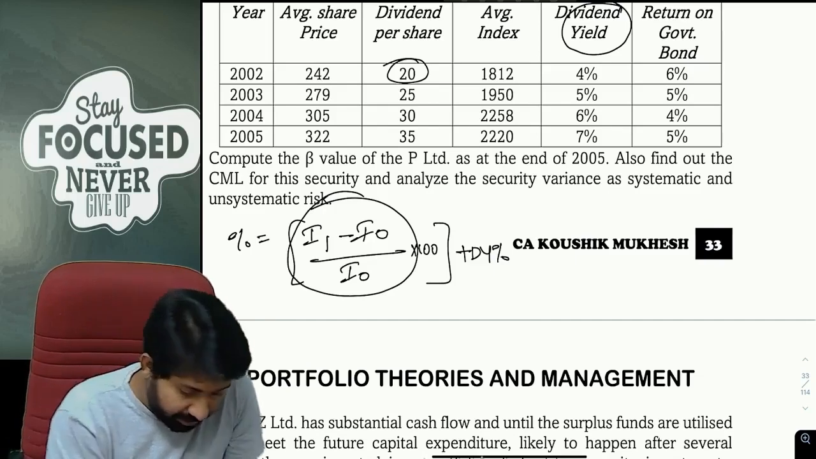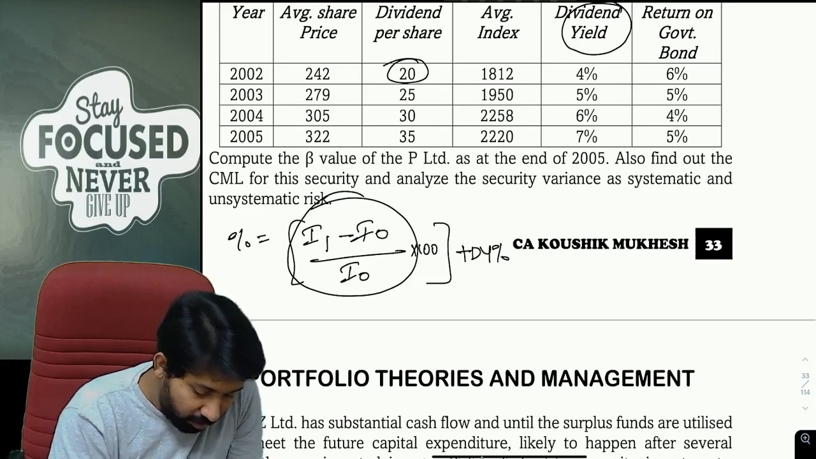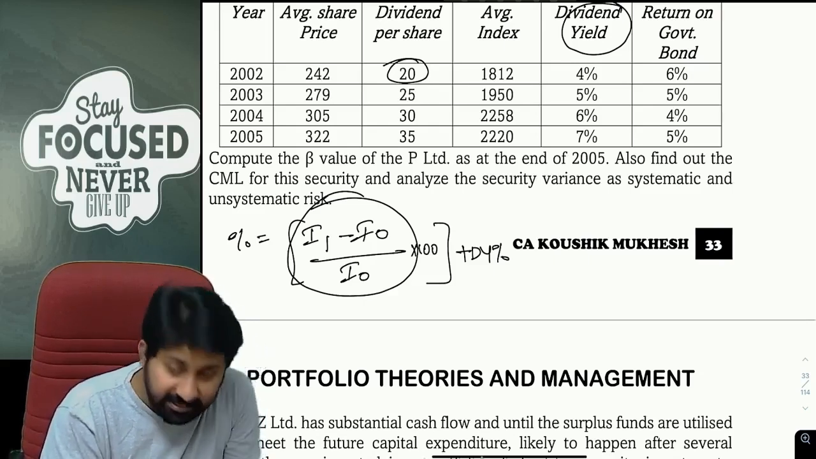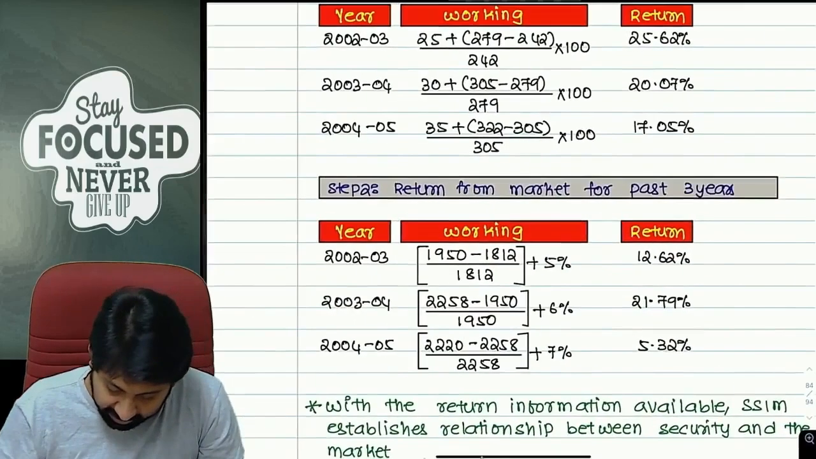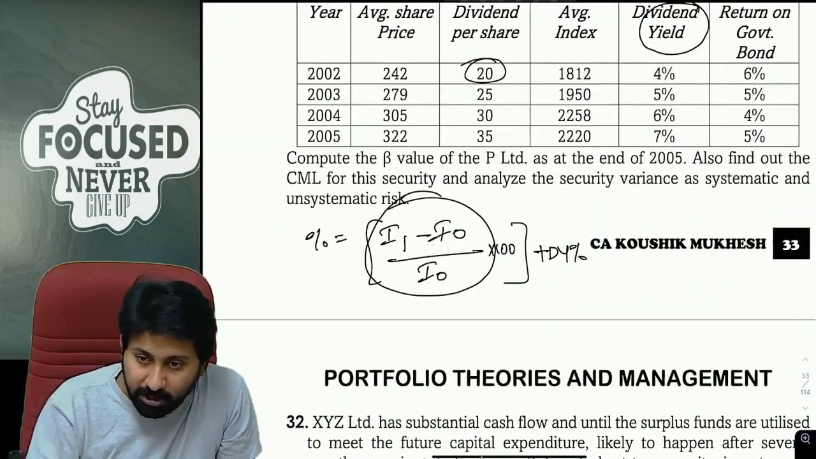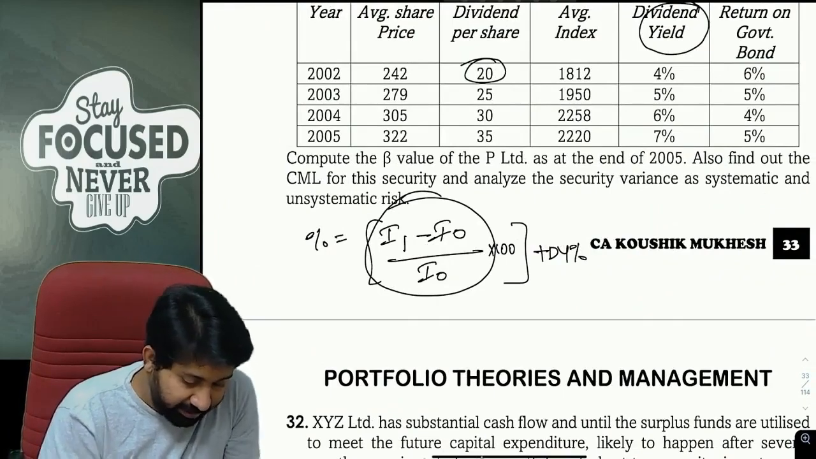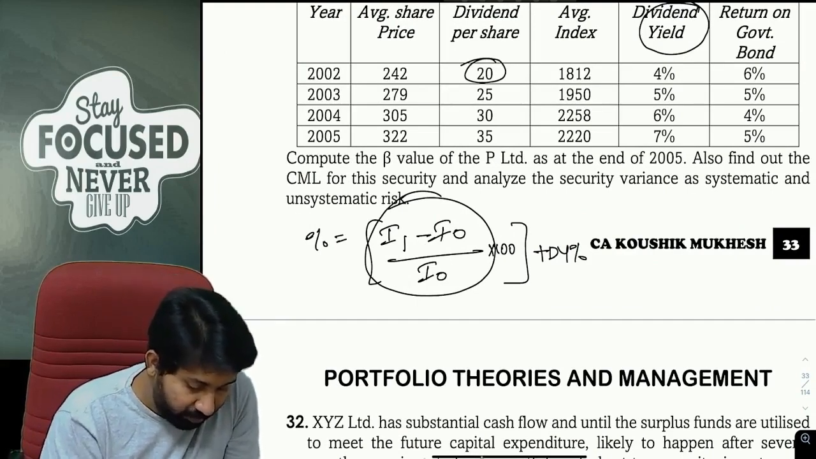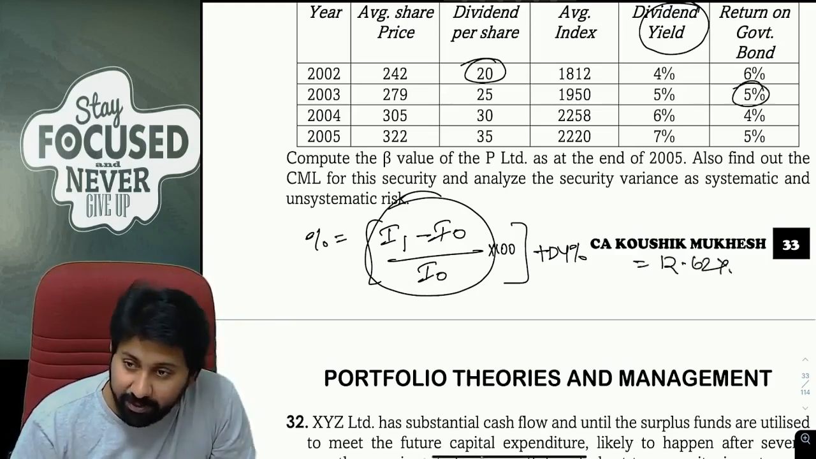So I1 minus I0. Take calculator. I1 1950 minus 1812, whole divided by 1812, into 100. 7.62 plus dividend yield, how much? 4. So total 11.62 it has become. Sorry, 12.62 it has become. One value will come; to that 5% you need to add. How much did it become? 12.62. This one you need to add.